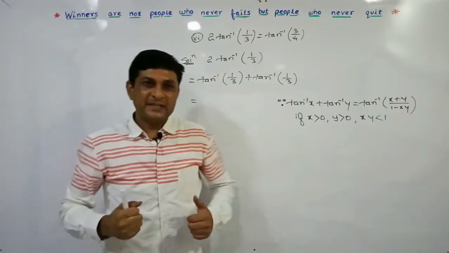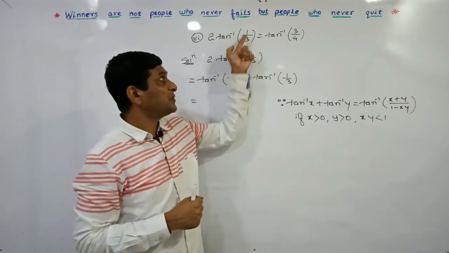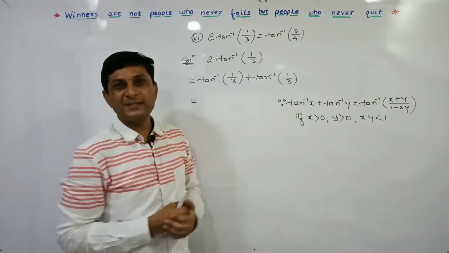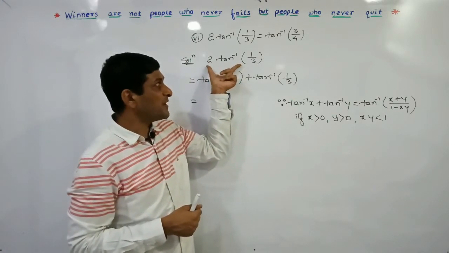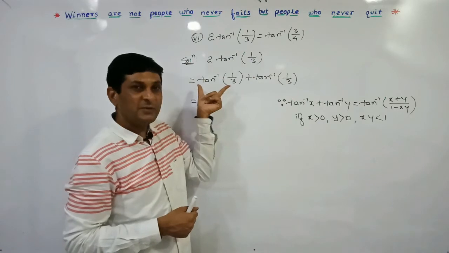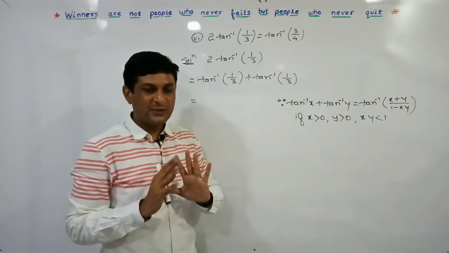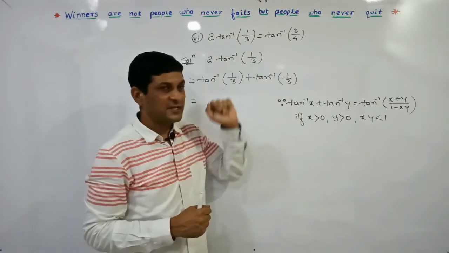Now observe example number 6. We have to show that the value of 2 tan inverse of 1 by 3 is equal to tan inverse of 3 by 4. So we consider the left hand side, 2 tan inverse of 1 by 3. Twice tan inverse of 1 by 3 can be written as tan inverse of 1 by 3 plus tan inverse of 1 by 3. So we are able to apply the property for tan inverse of x plus tan inverse of y.